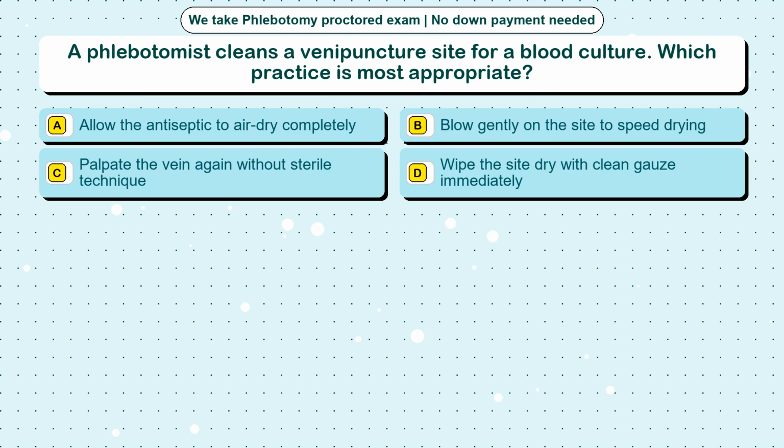Question 46. A phlebotomist cleans a venipuncture site for a blood culture. Which practice is most appropriate? Option A. Allow the antiseptic to air dry completely. Option B. Blow gently on the site to speed drying.